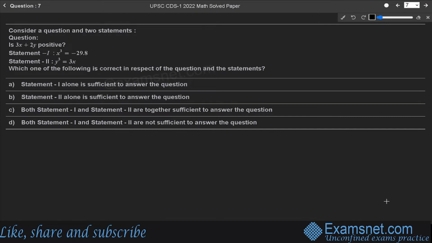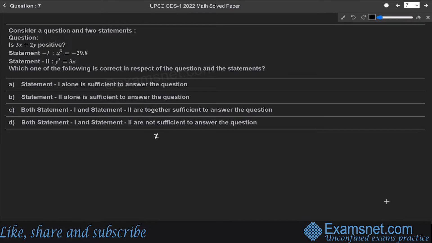Next question is: consider a question and two statements. The question is, is 3x plus 2y positive? And the statements are x cube is equal to minus 29.8 and y cube is equal to 3x. Which one of the following is correct in respect of the question and the statements? This is a very interesting question, but to solve it we need to use a concept here, and the concept is if the cube of a number is negative, then the number is also negative. Let us understand this concept by an example.